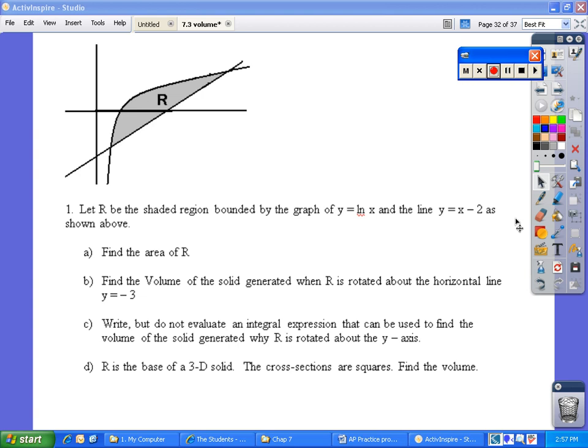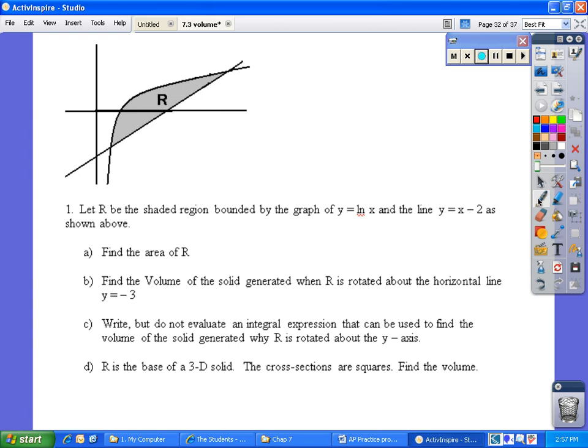All right, so let's look at number 1. This one we're going to need to use our calculator for a lot, so make sure you have your calculator. Okay, so we're looking at a region R, and it's shaded, and it's bounded by graphs of natural log of x and x minus 2, as it's shown above.